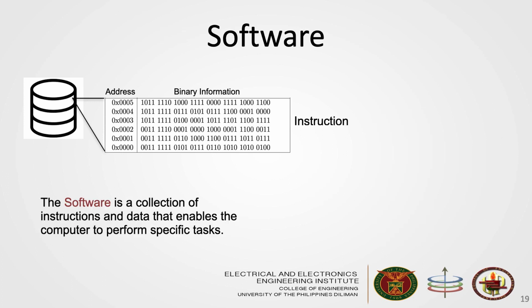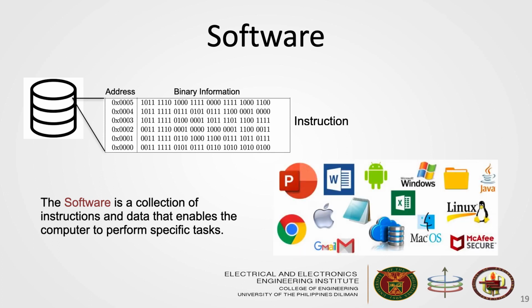The set of instructions stored in the memory together with some of the data are the software or program that we install in our computer. The software is what enables the computer to perform specific tasks. This includes your system software like Windows, Linux, and Mac, and your application software like internet browsers, Microsoft applications, and many more.